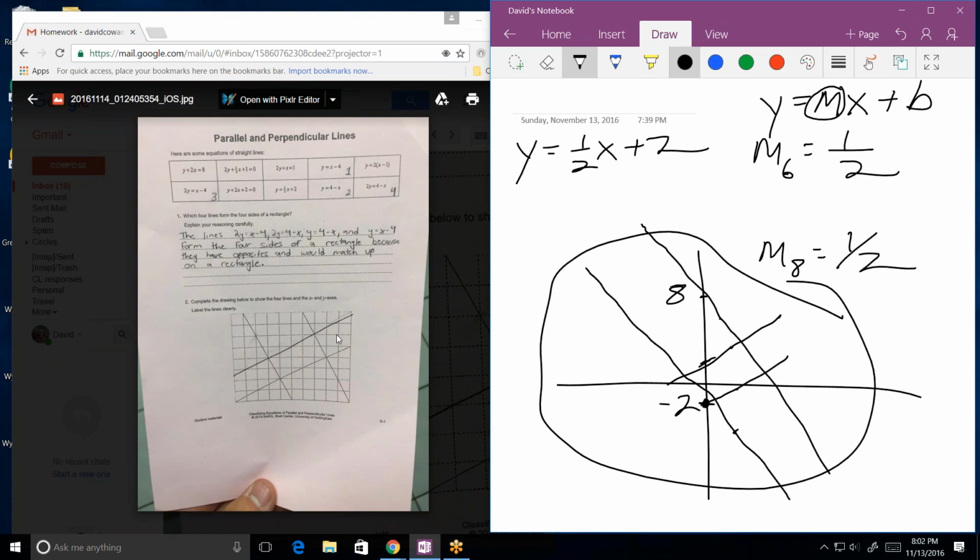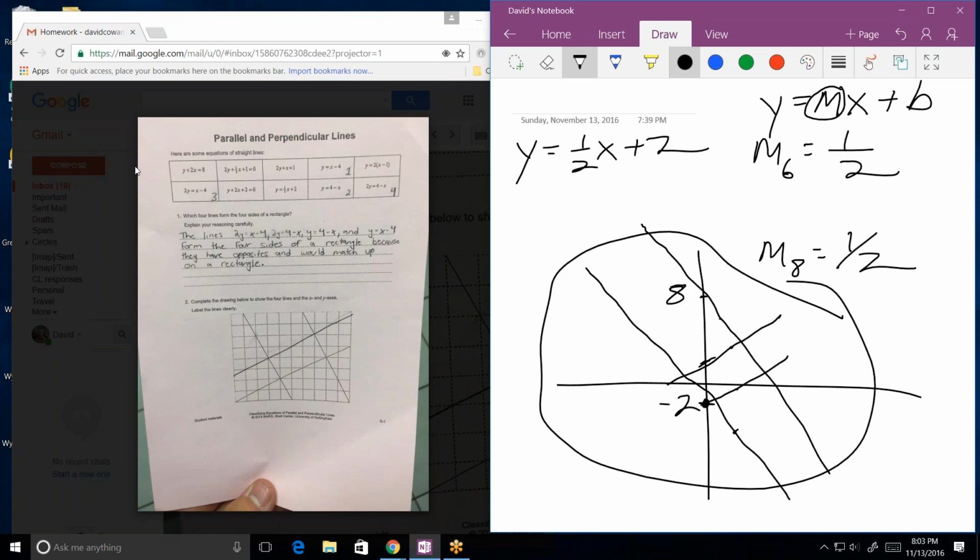In other words, it's harder to do what they want you to do here than it is to graph it from scratch. Graphing it from scratch is pretty easy, because all you're doing is graphing 4 lines that are all in y equals mx plus b format. All right. That was the only 2 you had, and we're out of time anyway. So I hope that straightens it out.